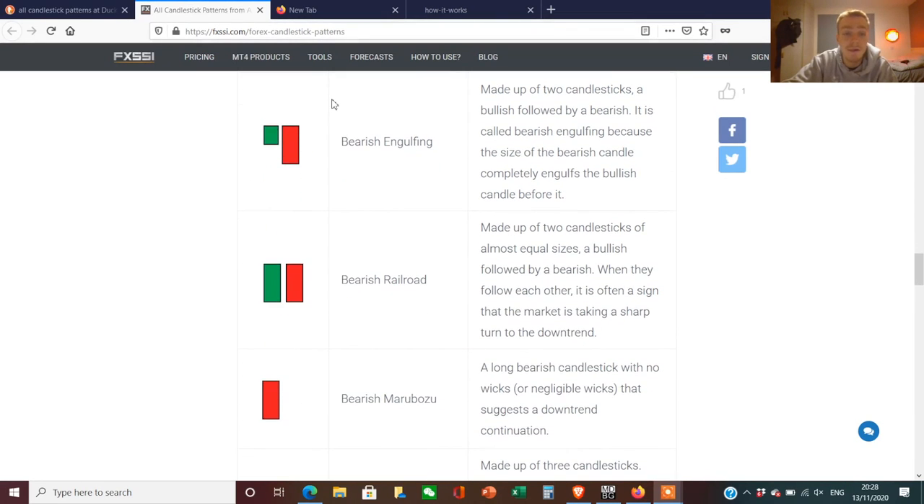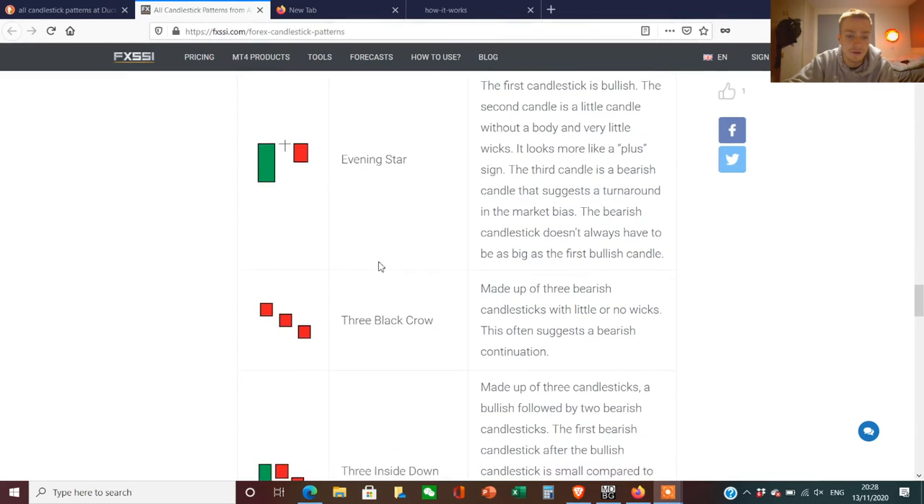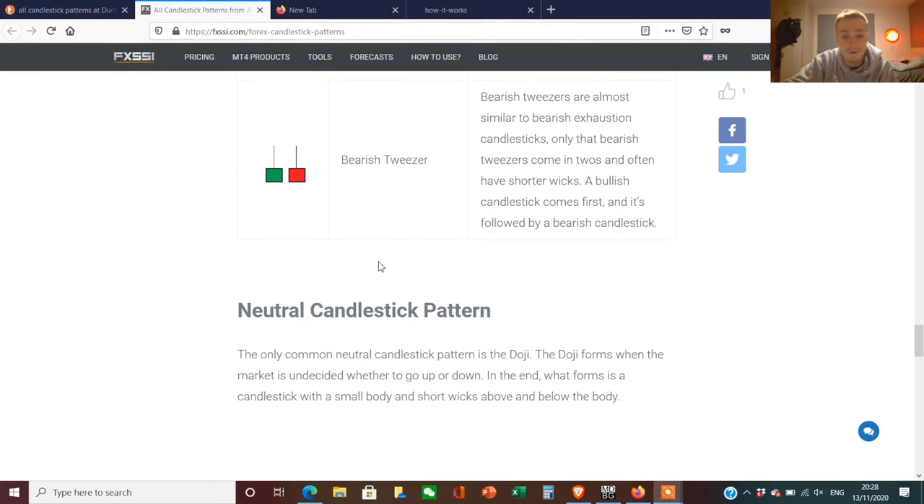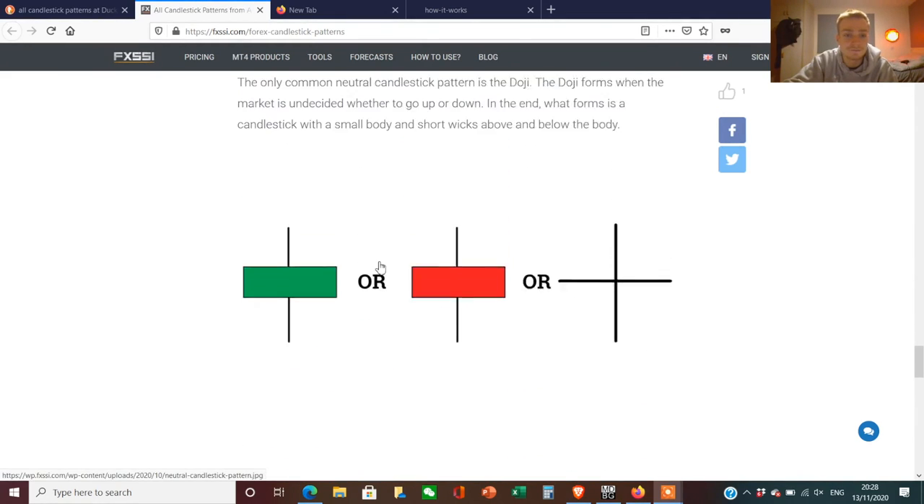Bearish engulfing. To be honest, these are kind of self-explanatory because I've spoken about these previously. These are just the inverse of what we spoke about, pretty much. So yeah, these are all the inverse. So we'll move on to the neutral candlestick patterns.